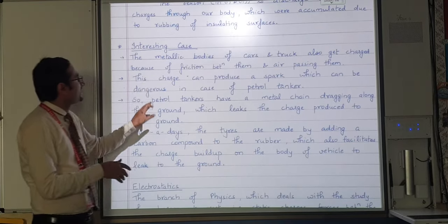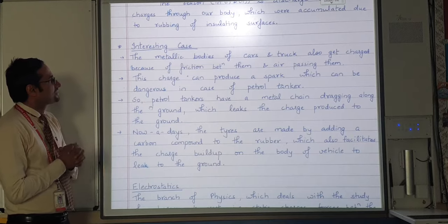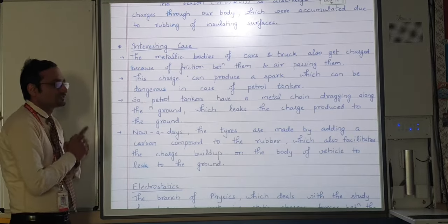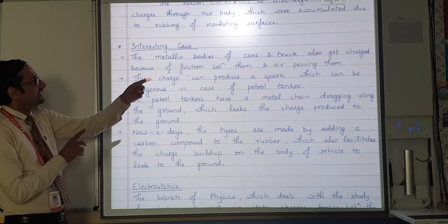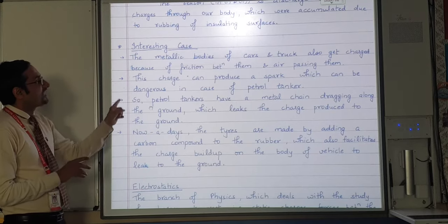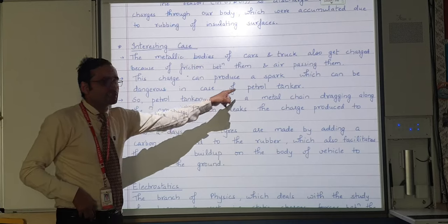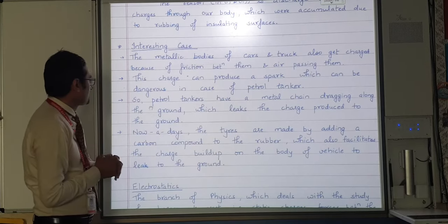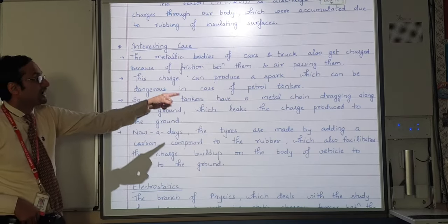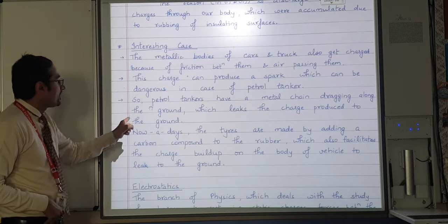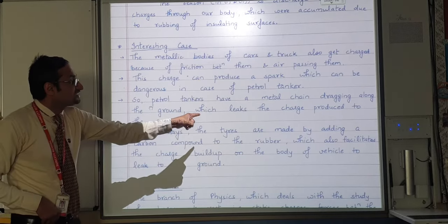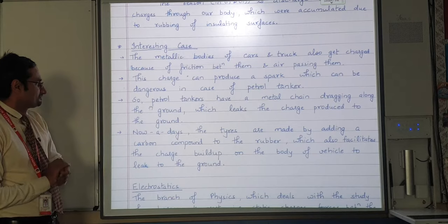So this is the same thing. The metallic bodies of cars and trucks also get charged because of friction between them and the air passing them. This charge can produce a spark which can be dangerous in the case of a petrol tanker. This is what I was sharing. So petrol tankers have a metal chain dragging along the ground which leaks the charge produced to the ground.